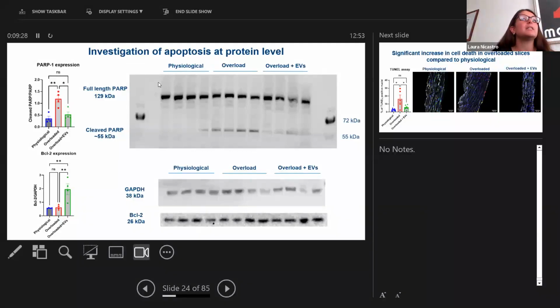And we saw that there is a significant cleavage of this protein in overloaded slices compared to the physiological, meaning that more cells are dying in the overloaded slices. And the application of physiological EVs on overloaded slices was able to partially restore the death of the cells, which we can also see by this Western blot for BCL2, a pro-survival marker, which was drastically increased upon application of physiological EVs on overloaded slices.